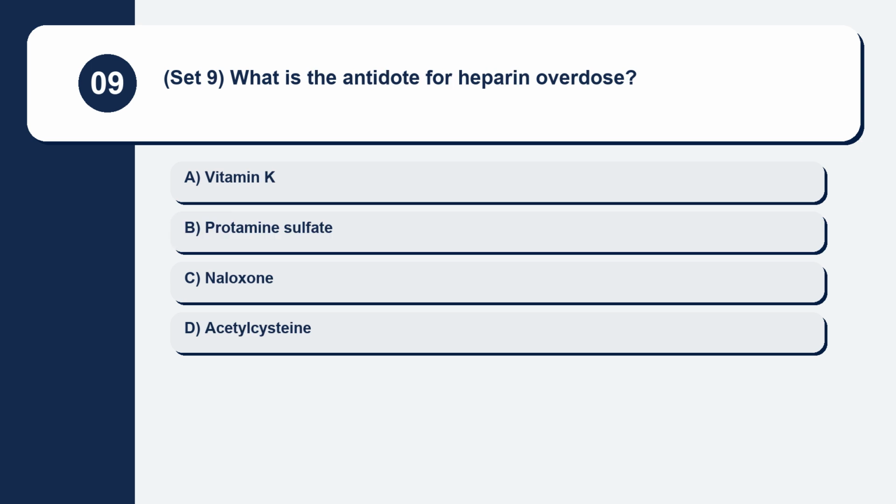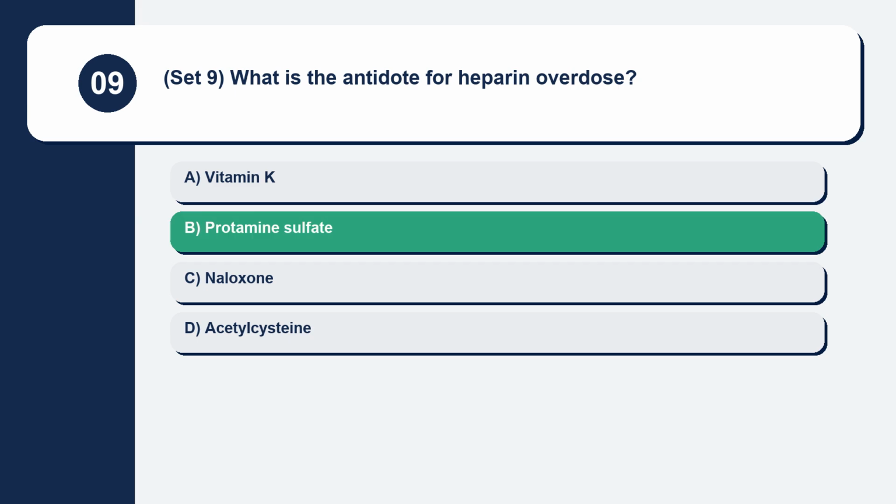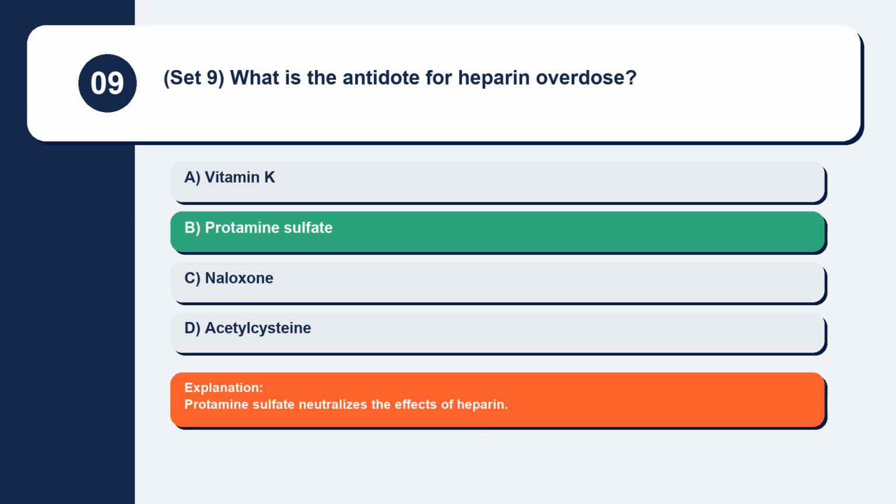Question 9. Set 9. What is the antidote for heparin overdose? Vitamin K, protamine sulfate, naloxone, acetylcysteine. Protamine sulfate neutralizes the effects of heparin.